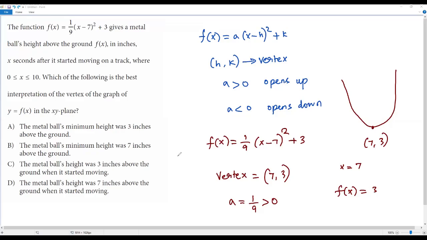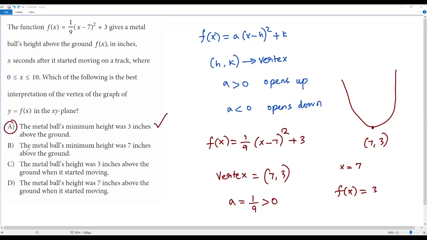Okay, now let's go over the options one by one. The metal ball's minimum height was 3 inches above the ground. So clearly option A is correct, because as I said, the vertex is the minimum point of a parabola which opens up. Here the y coordinate gives the metal ball's height above the ground. So this 3 is the minimum height. Option A says the metal ball's minimum height was 3 inches above the ground, so option A is correct.